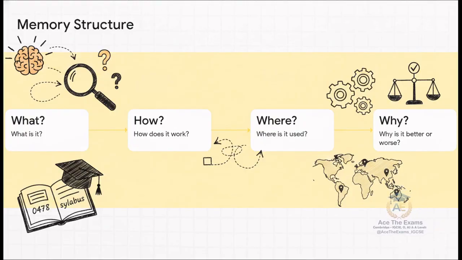This is a highly reliable memory structure that anchors technical processes to specific real-world consequences. Prompt 1, what is it? Prompt 2, how does it work? Prompt 3, where is it used? And prompt 4, why is it better or worse than an alternative in that specific situation? Listen, if you can confidently answer these 4 prompts out loud for any topic in the 0478 syllabus, you are ready for the exam. Let's see this framework in action.